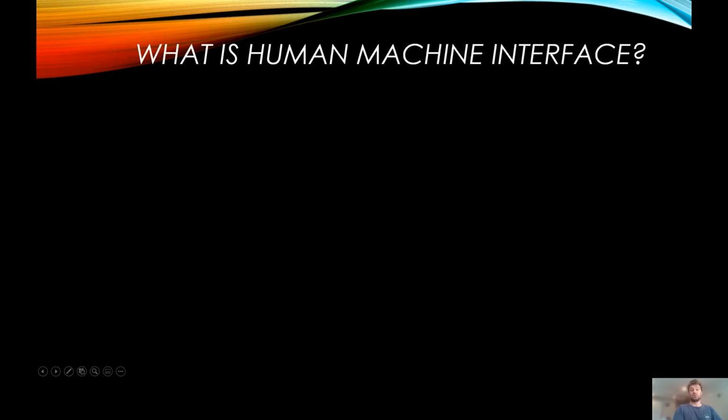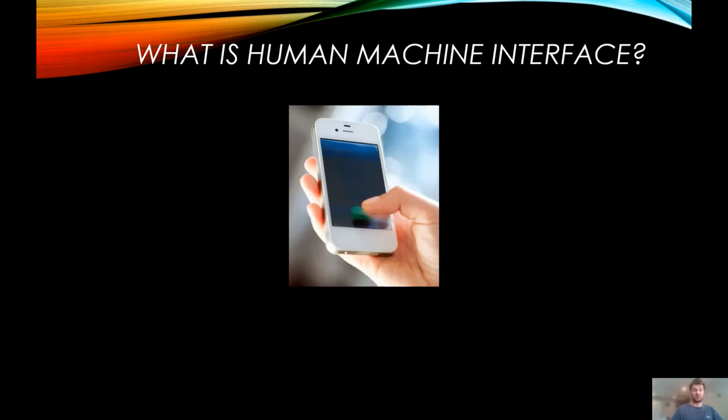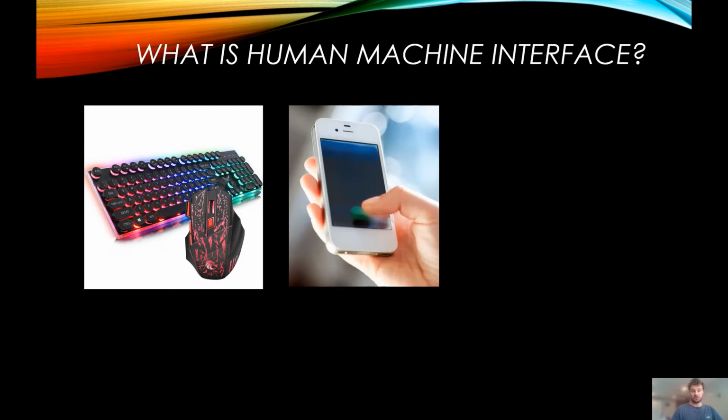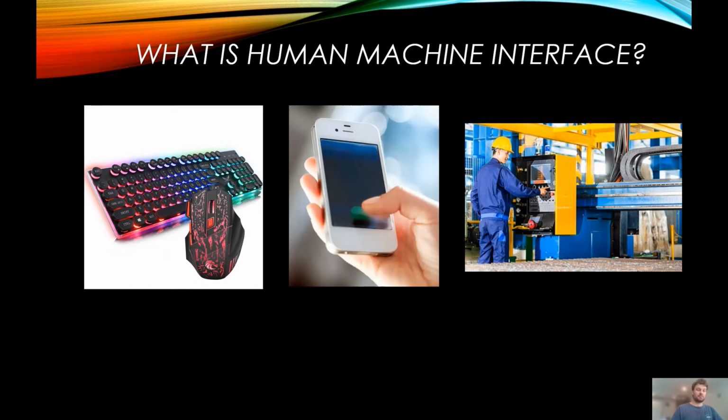So what is human-machine interface, HMI? According to an NIST publication, it is the hardware or software through which an operator or human interacts with a control. Examples include your mobile phone, keyboard, and control panels on machinery. But this doesn't give the full picture for us.